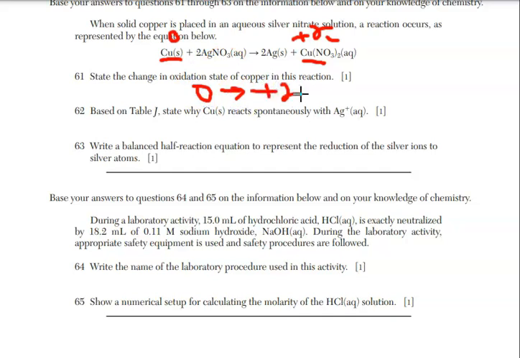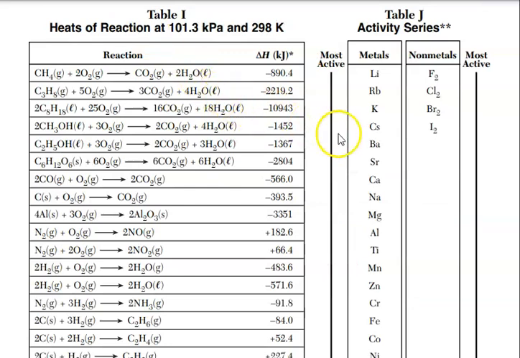62, based on table J, state why copper reacts spontaneously with the silver ions. Let's go to reference table J. This table gives us a list of metals in that type of situation with single replacement reactions, and when we're dealing with voltaic cells, which metal is the most active down to the least active. The higher the metal on this table, the more active, meaning the more reactive it is, in its atom form and wants to lose electrons.